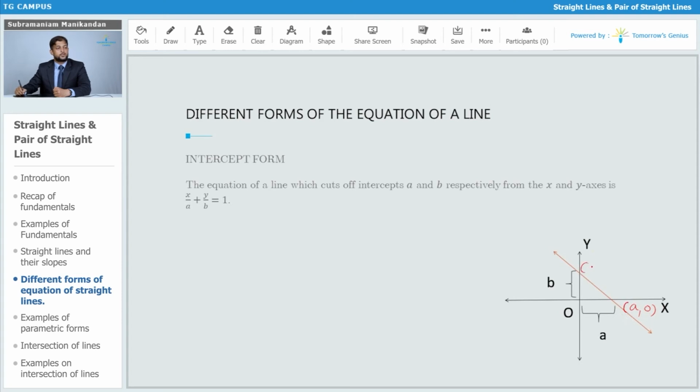Similarly, we will know the coordinates of this point as (0, b). And thus you know the coordinates of 2 points through which the line passes. So you can use the 2-point form to write down the equation of the straight line, which on simplification becomes x upon a plus y upon b is equal to 1.